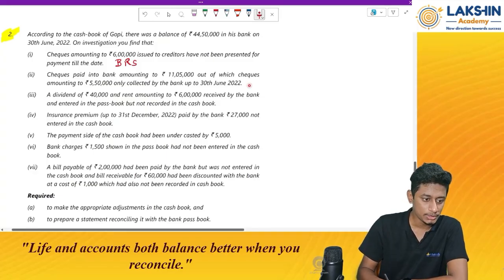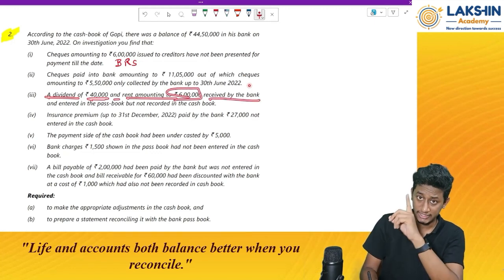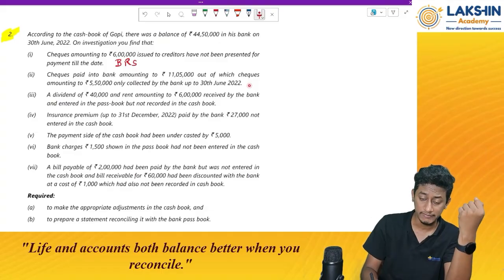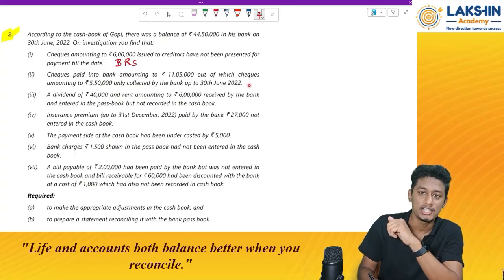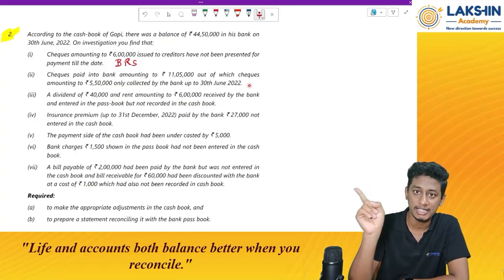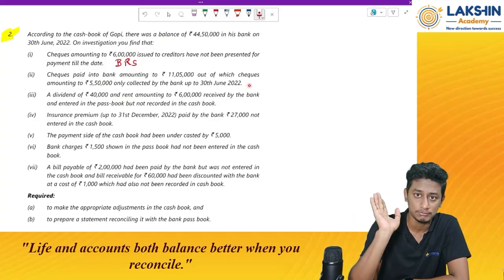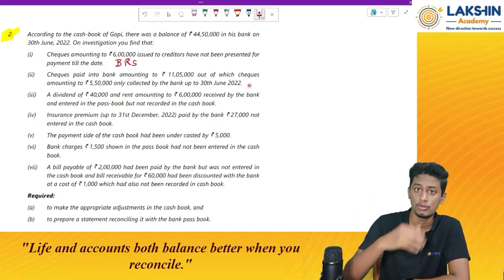Then a dividend of rupees 40,000 and a rent of rupees 6 lakh received by the bank. See, dividend and rent both are received by the bank and entered in the passbook, but not recorded in the cash book. Now whose fault is this? It is my fault. See, the bank has done its part by entering all the transactions in the passbook. But have I entered the same in the cash book? No. So whose fault is this?